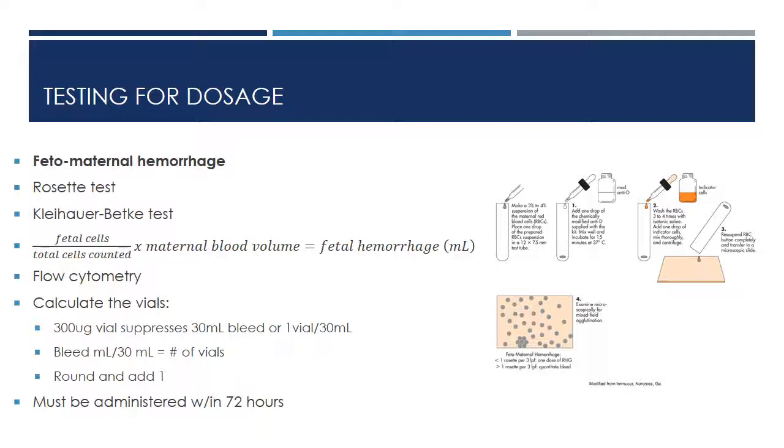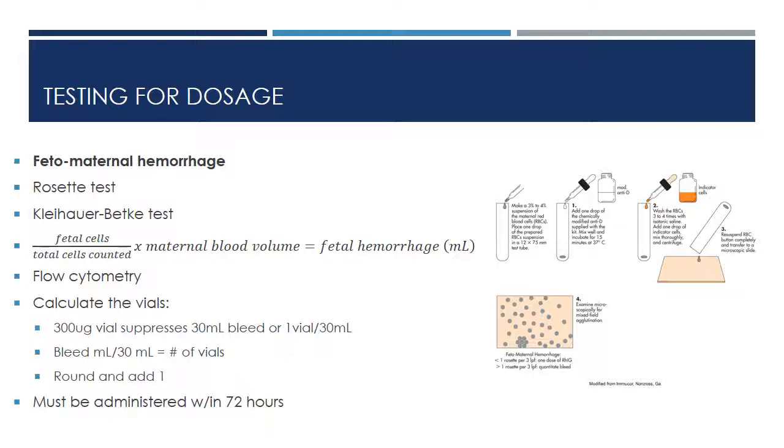Okay, so once you have the size of the fetal hemorrhage, then you need to calculate the number of vials. And remember, you're just going to set up a quick ratio. We know that a 300 microgram vial will suppress a 30 milliliter bleed, right? So 1 vial over 30 milliliters. So now change the milliliters, but set up a quick ratio. What's the size of the bleed divided by 30 milliliters, and that'll give you the number of vials, right? So it's pretty simple there.